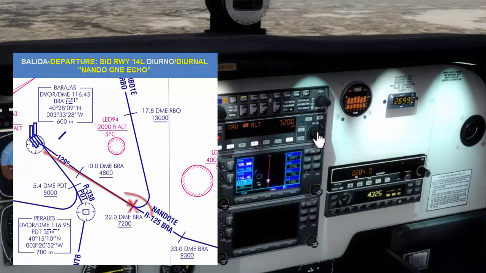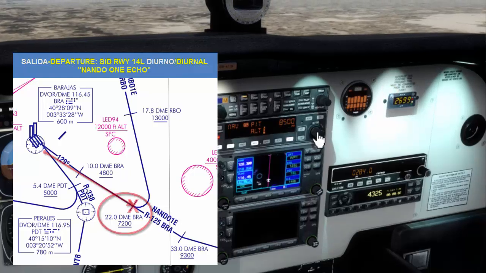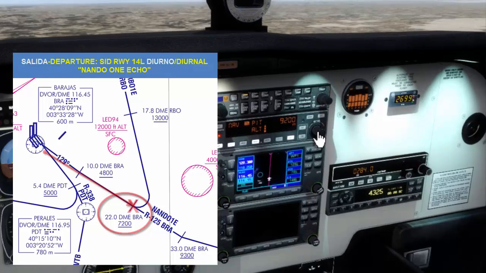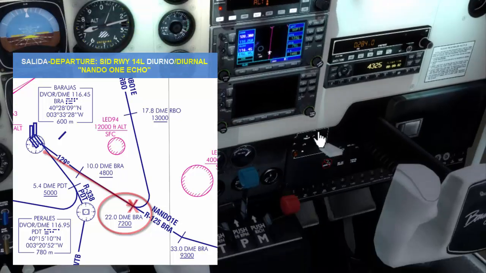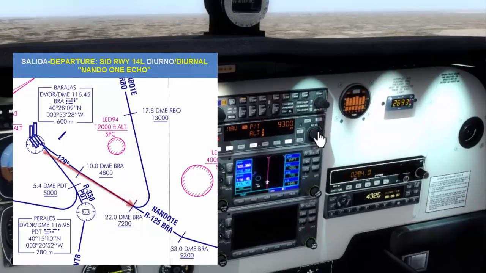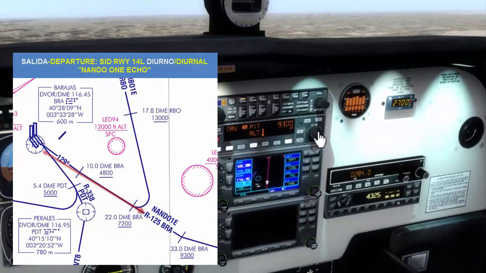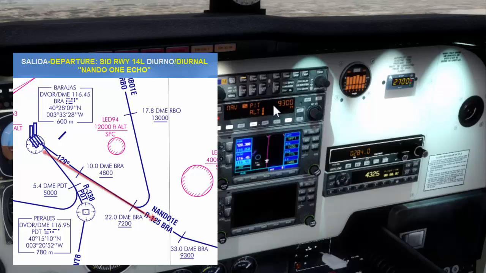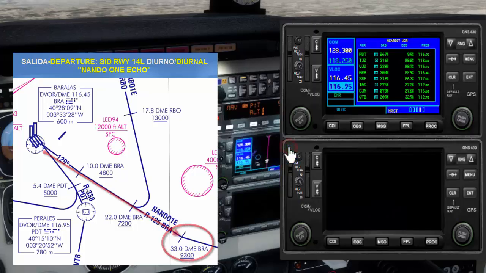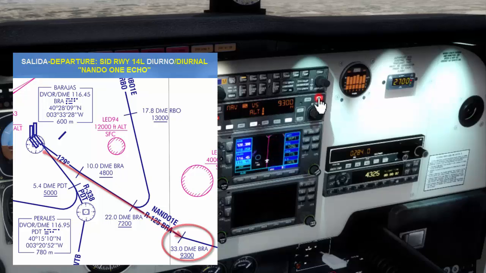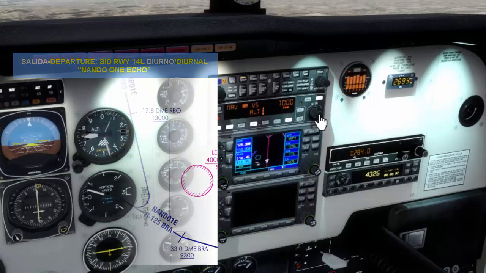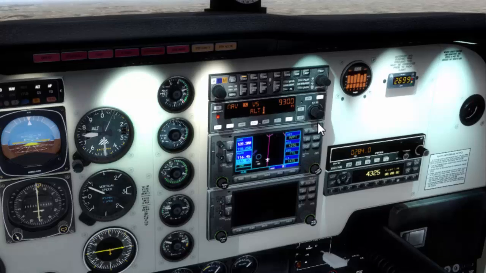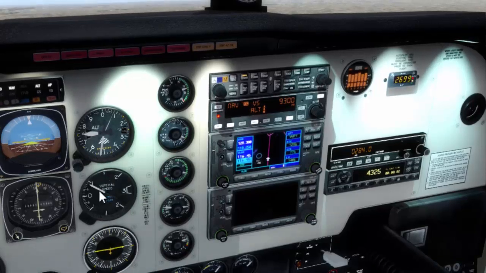So what we are doing right now is following the radial 125, and we need to reach that point, 22 nautical miles from the Barajas VOR, and at that particular point we need to reach 7,200 feet. And because we have reached that point right now, we continue with the next segment of the departure, and that is that we still continue with the radial 125, but we need to ascend a bit more. In this particular case, what the NANDO ONE ECHO departure is telling us is that we need to ascend to 9,300 feet, and we need to reach a distance of 33 nautical miles from the Barajas VOR.